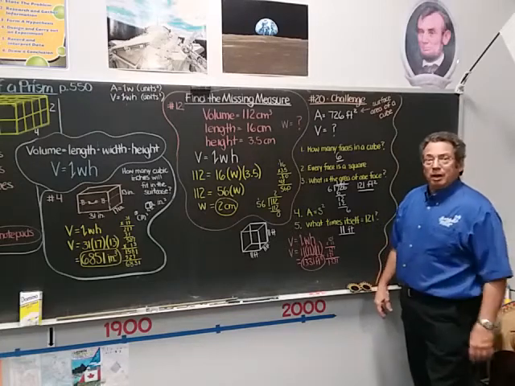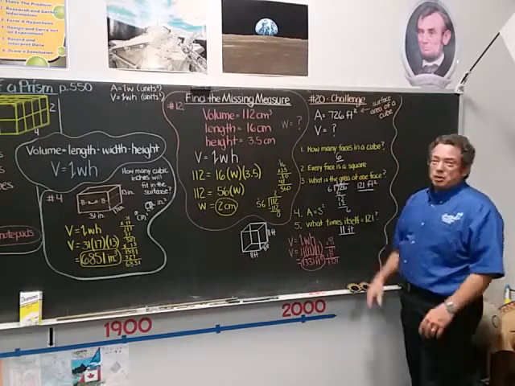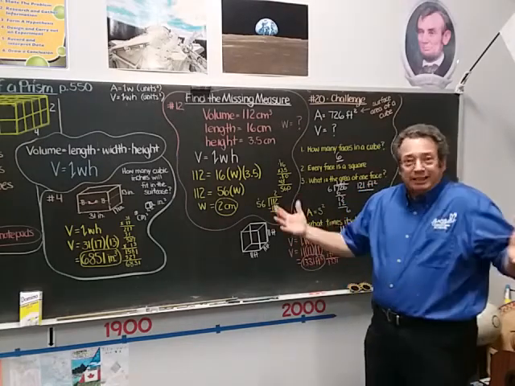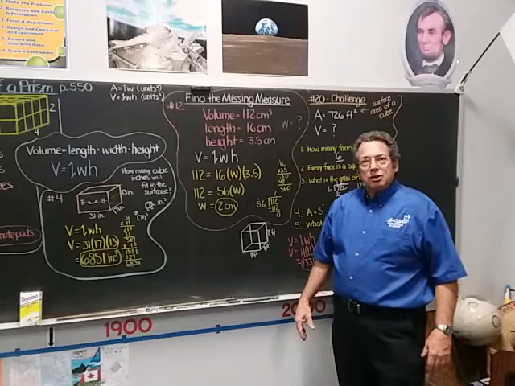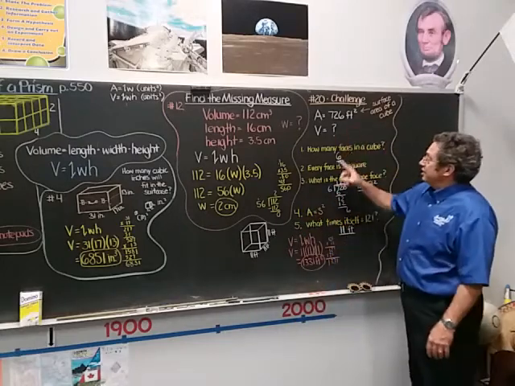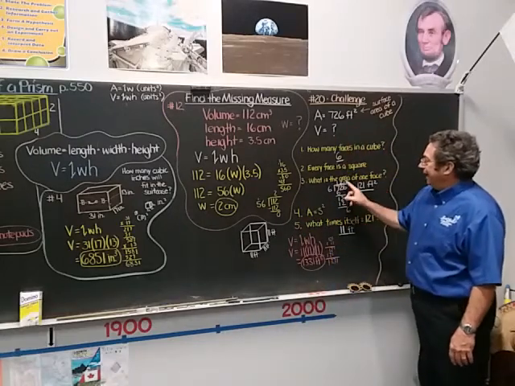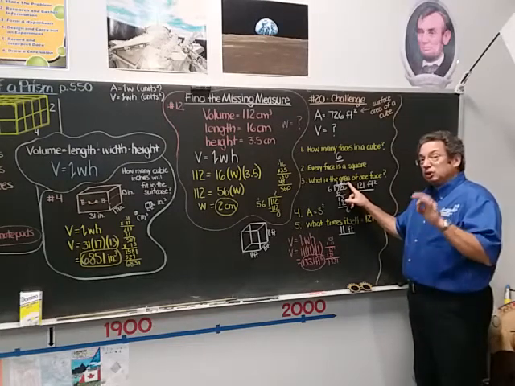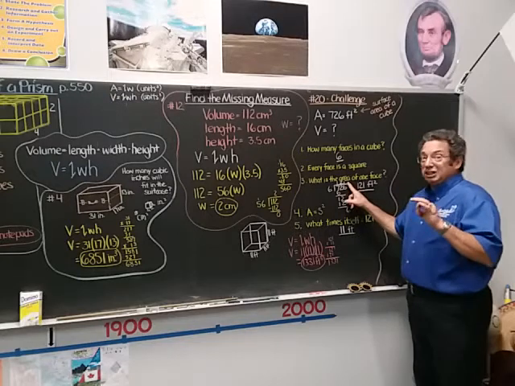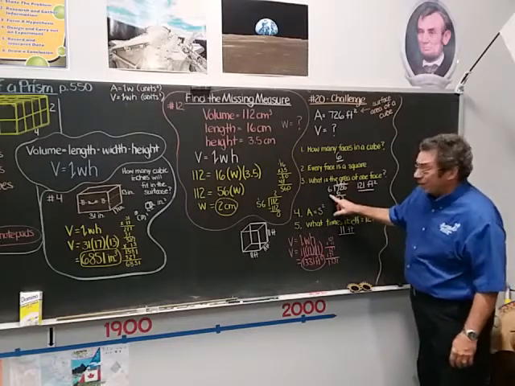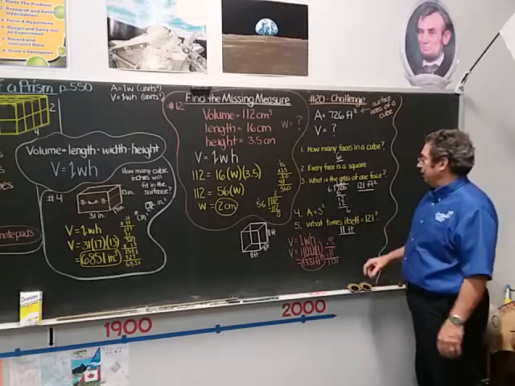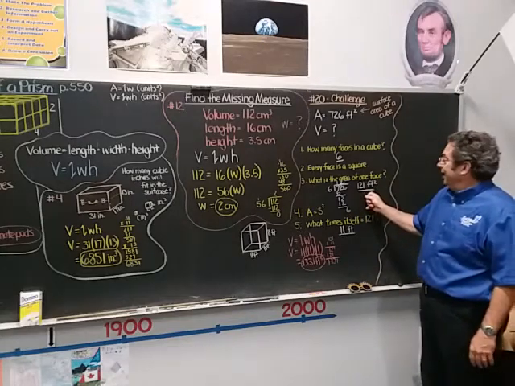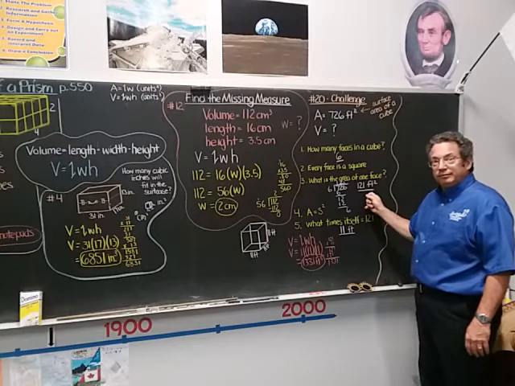You sure can. First off, how many faces are in a cube? Well, 6. There are 6. So if I divide 726 by 6, I'll get the square units for just one of the faces. So 726 divided by 6 is 121. So one of the faces is 121 square feet of area.